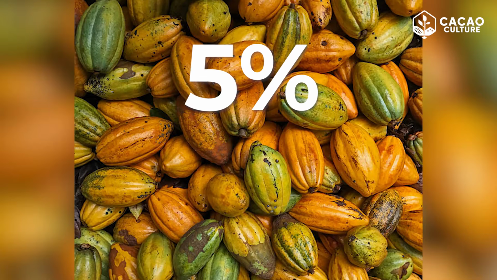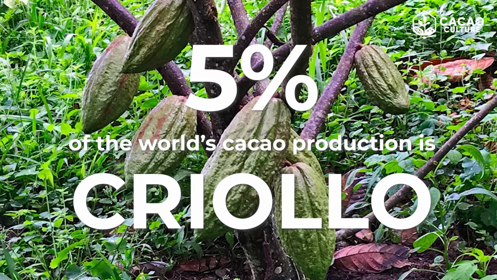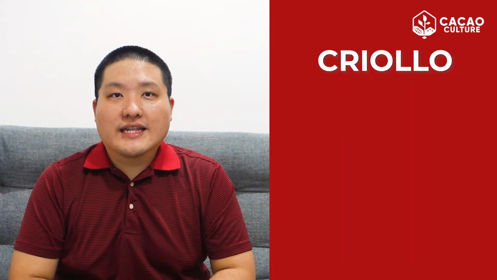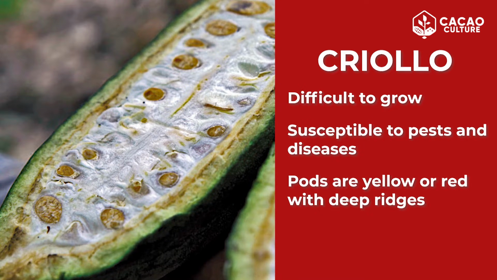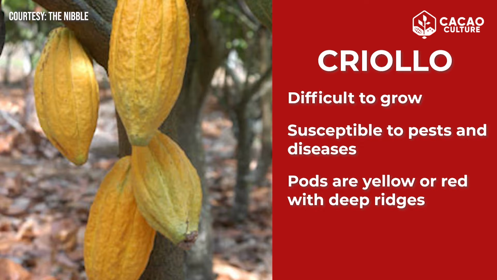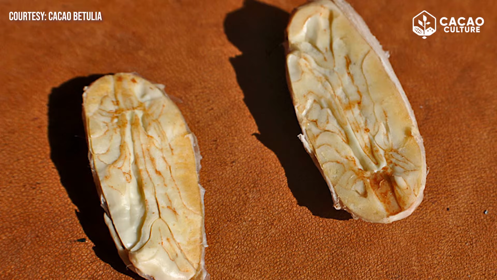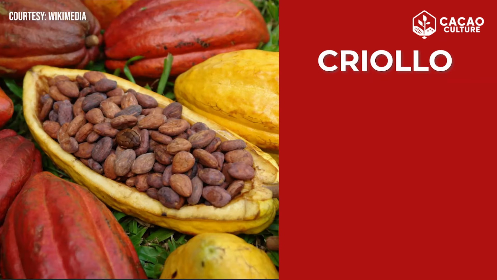Today, there's only less than 5% of Criollo in the world market. The Criollo variety is considered to be difficult to grow and very susceptible to pests and diseases. Criollo pods, when ripe, are long, yellow, or red with deep ridges. So malalaman mo na Criollo if the beans are white, and if you cut it in half, you will see a slightly pink color. This variety is considered as a low-yielding variety dahil maliliit ang beans na laman nito.